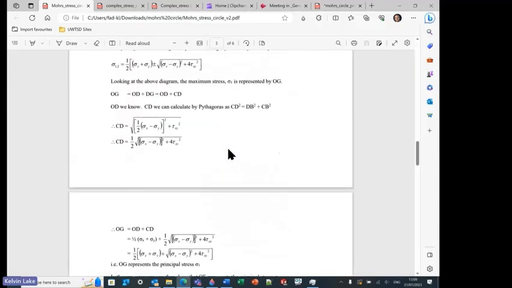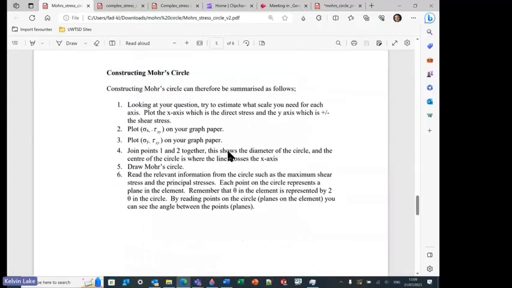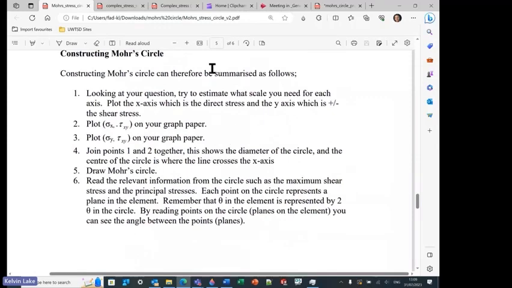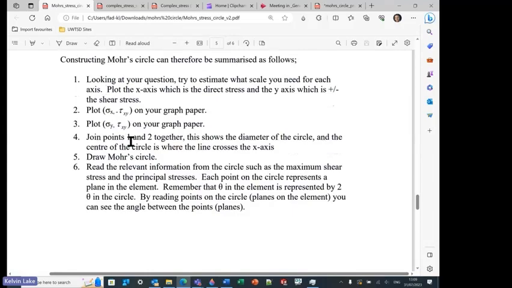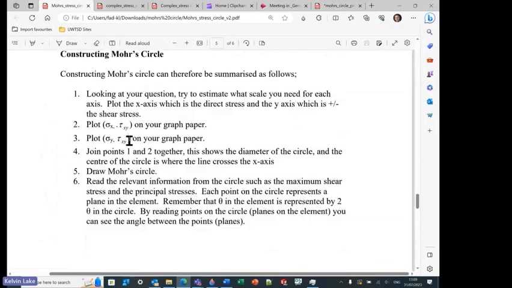What's important to understand, if we scroll down, is this bit here, how we go about constructing Mohr's circle. And this is what I want to look at first. Okay, so we'll look at our question. We'll try to estimate what scale we need for each axis. That comes with experience once you've tried a couple of these. There are some questions at the end of this handout, and I'll upload some images, some GIFs related to those. So actually you don't need to do that. That's already been done for you.